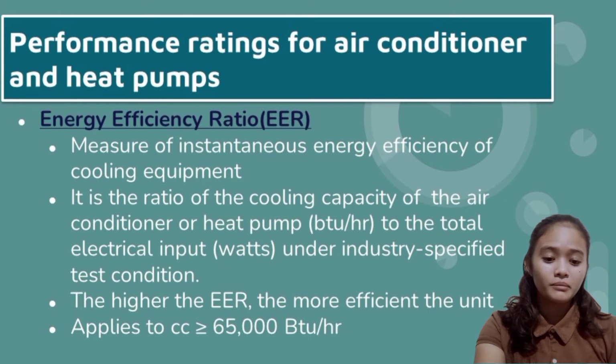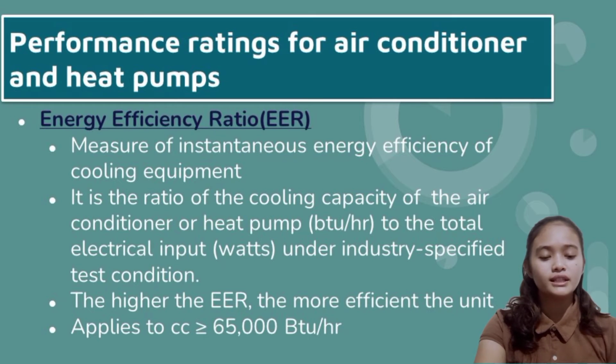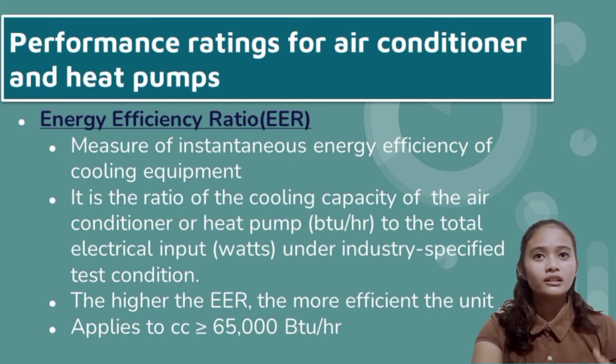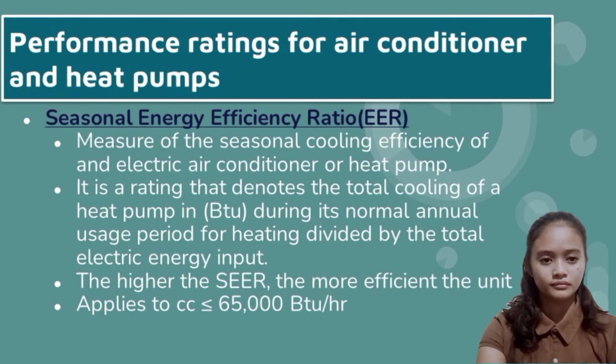So air conditioners and heat pumps that have the same capacity are usually available with a wide range of efficiencies. So measures to rate the efficiency of air conditioners are, first, the energy efficiency ratio, or the EER. The EER is a measure of the instantaneous energy efficiency of cooling equipment. It is the ratio of the cooling capacity of the air conditioner or heat pump in BTU per hour to the total electrical input under industry specified test conditions. So the higher the EER, the more efficient that air conditioner or heat pump is. And this ratio only applies to those with a cooling capacity of greater than or equal to 65,000 BTU per hour. The next is the Seasonal Energy Efficiency Ratio, or the SEER.